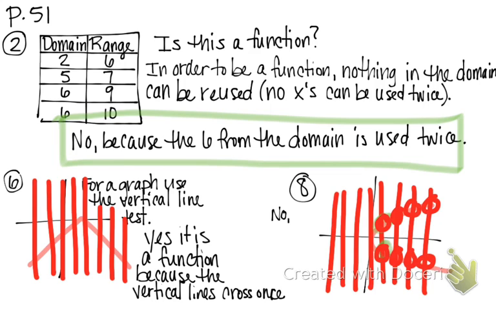So we're going to say no, because the vertical lines hit twice. That was very abbreviated, only because I'm about to run out of time.